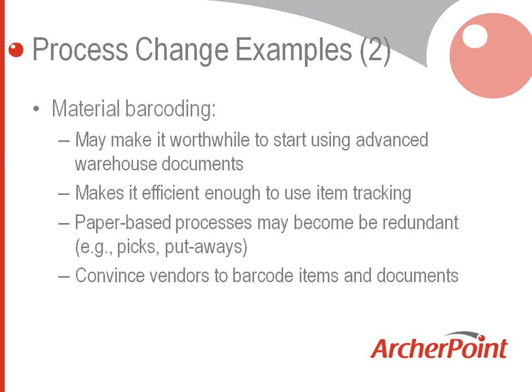If we look at material barcoding, it might make sense now to start using the advanced warehouse documents, so warehouse receipts, warehouse shipments, and things like that you didn't want to use before because they added overhead. Well, now that overhead gets sort of eliminated when you're doing simple barcode scanning. And the same thing with item tracking. We see this a lot. People want to track serial numbers, they want to track lot numbers, but it's just too hard to write them down on a piece of paper. Well, now that you're scanning, you can actually start doing that, and you can start leveraging the lot number and serial number capabilities within NAV.